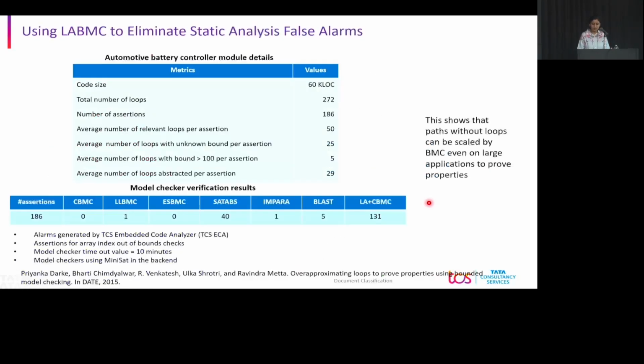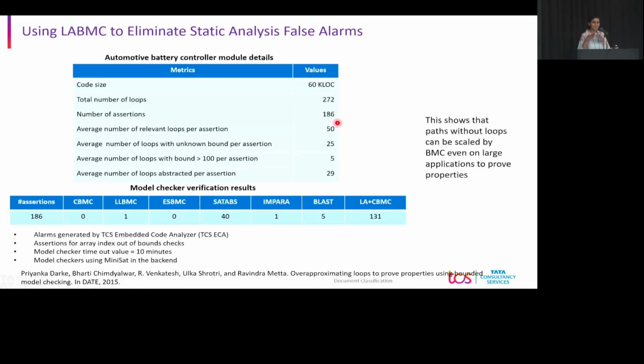So we also used LabMC over industrial code, right? And that was the main aim, to show whether it can actually be applied and be useful, and if it could scale BMC. So we took a piece of code, which was a battery controller module from a vehicle, and it was 60 kilolines of code. The total number of loops were 272, and there were 186 assertions in the code.